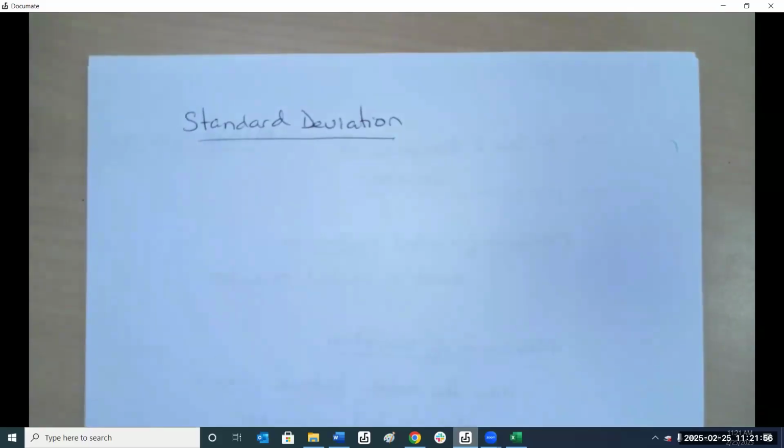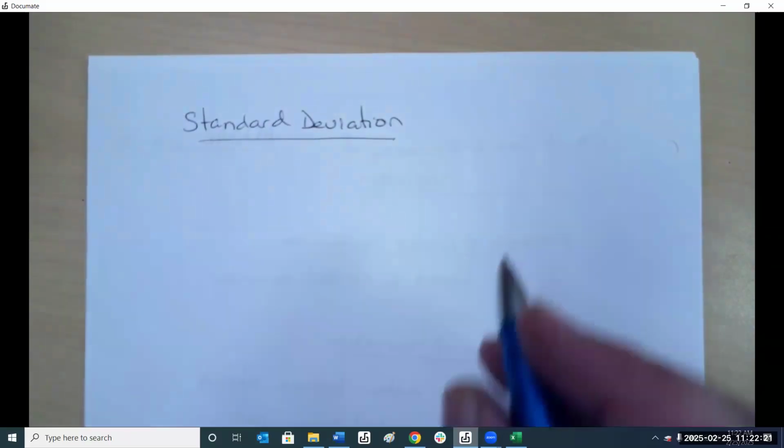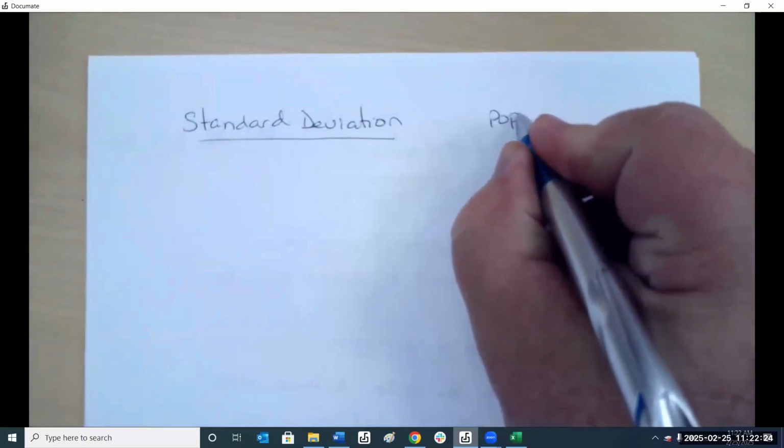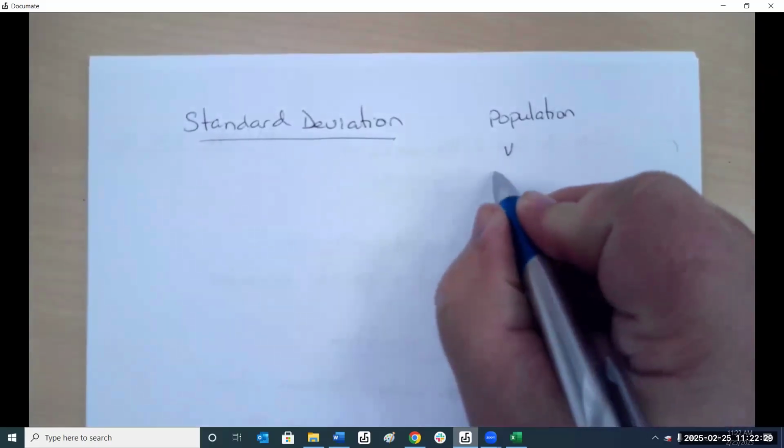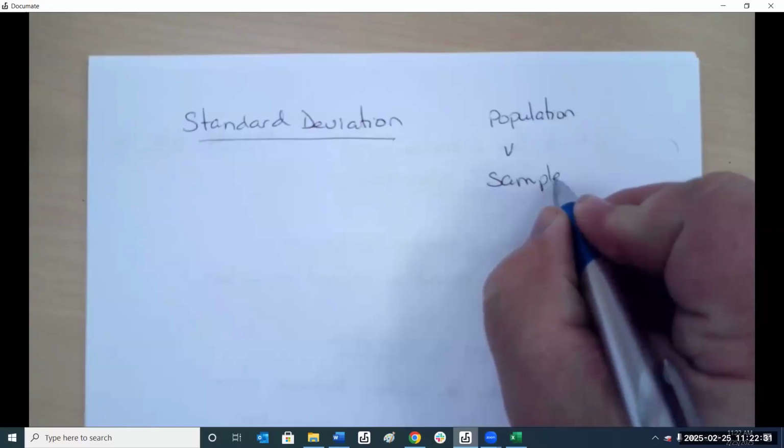We're going to use the word standard deviation a lot. And we'll go one step further and talk about standard variance. Oh, I never talked about this first. When we deal with probabilities and statistics, we have two types. We have populations, and then we have samples.